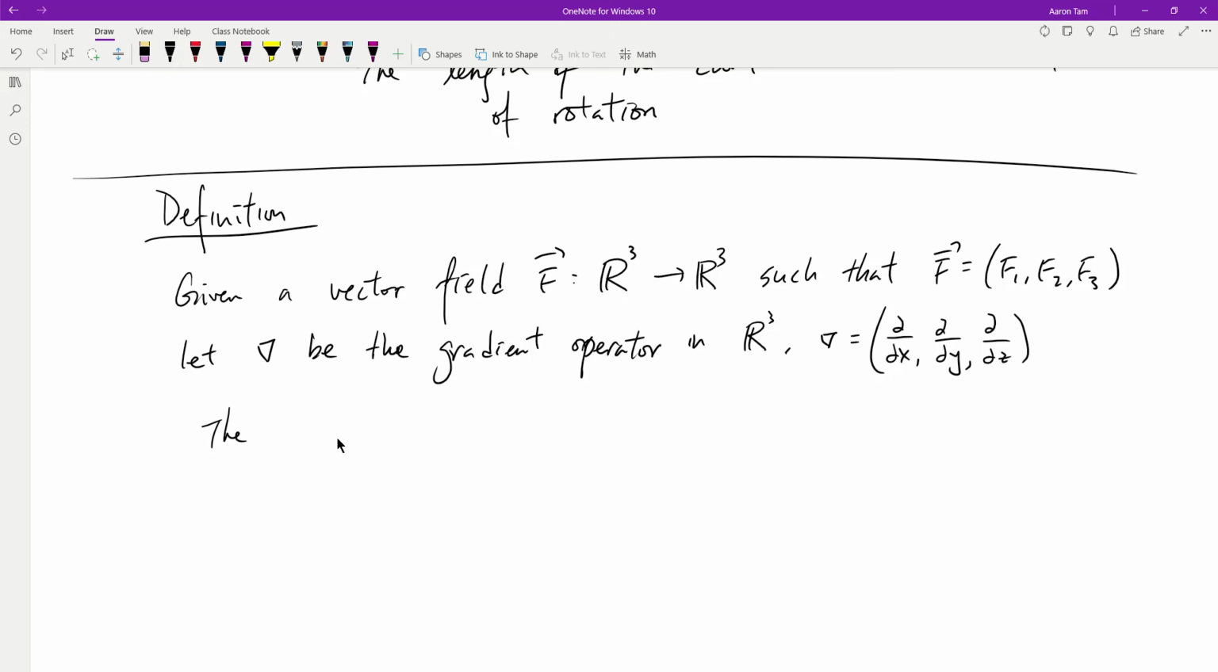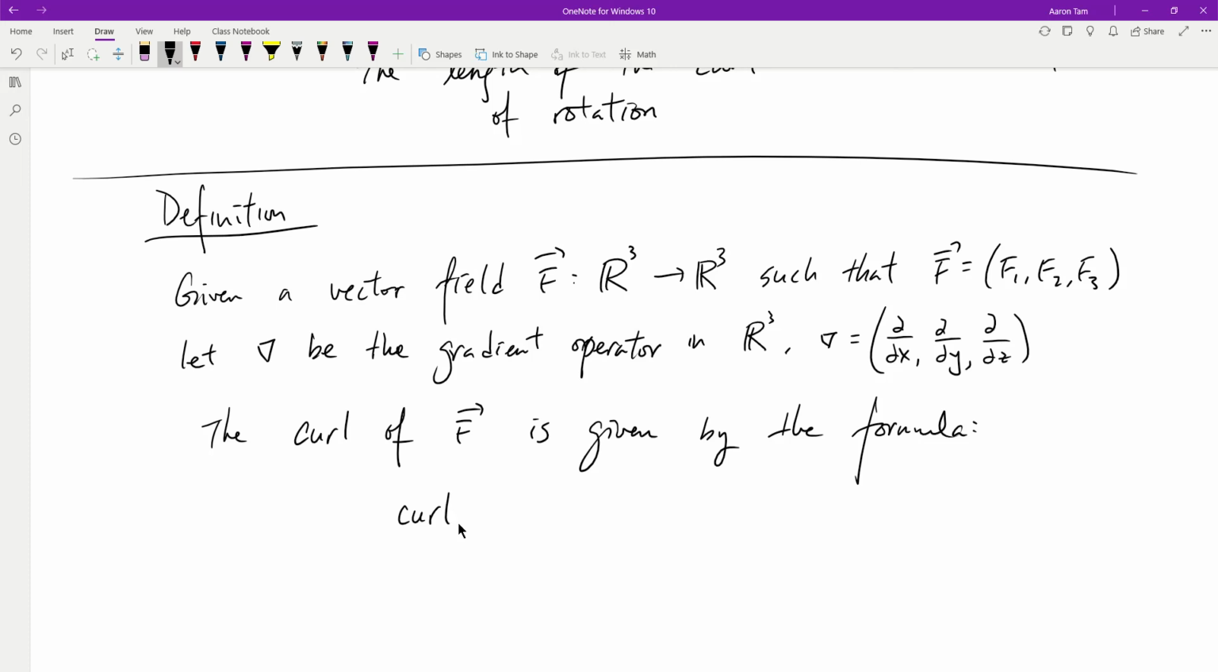The curl of vector F is given by the formula. The notation for curl is C-U-R-L. I'm actually very surprised that the notation for curl is four letters, because we know mathematicians don't like to write, and they even cut off a letter when it's important to them. Just think about sine: the word sine is S-I-N-E, but we use S-I-N as the notation. Okay? So the curl of vector F is equal to the gradient operator cross product with F.